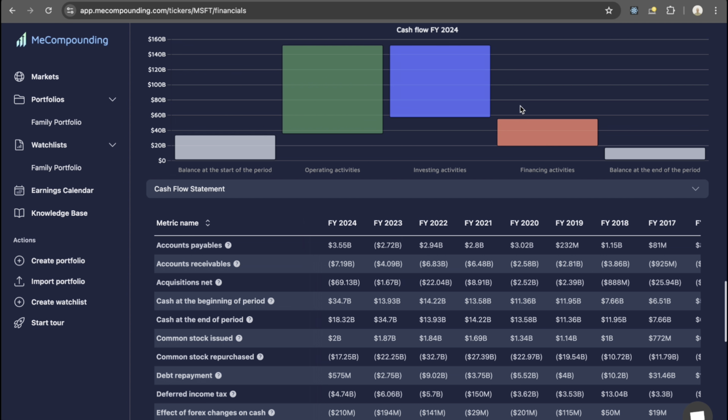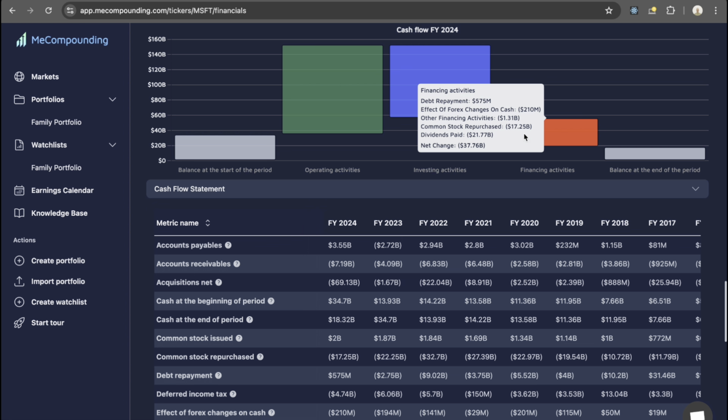And the third thing is the financing activities. This includes borrowing or repaying debt, issuing or buying back shares, and paying dividends. It tells you how the company is managing capital and rewarding shareholders.